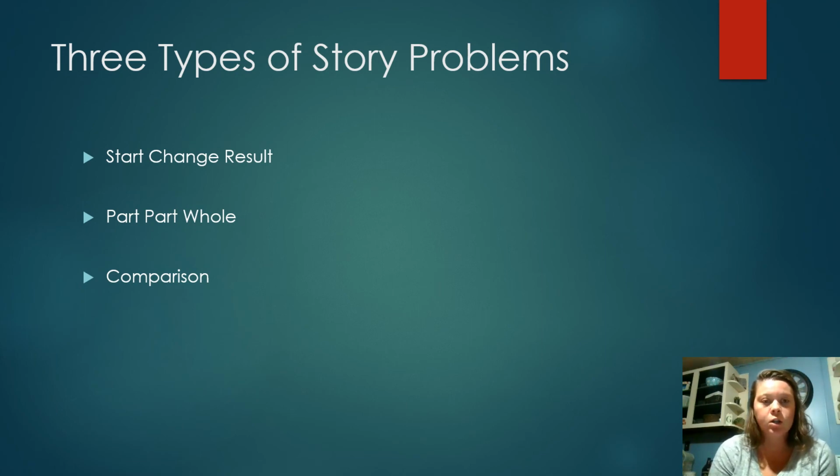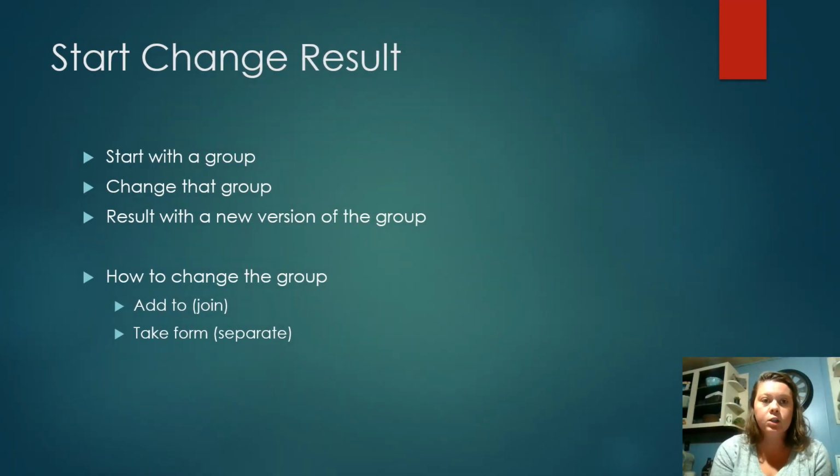First, there is start, change, result. Then, part, whole. And finally, comparison. Let's first talk about start, change, result. This is when we start with a group, we then change that group, and we get a result of a new version of that group. Now there are two ways the group can change. We can add to it, or we can take away from it.